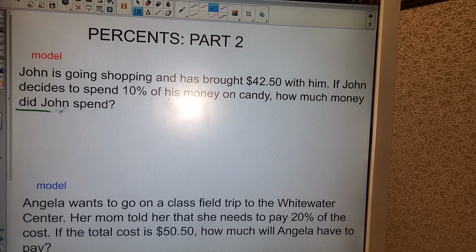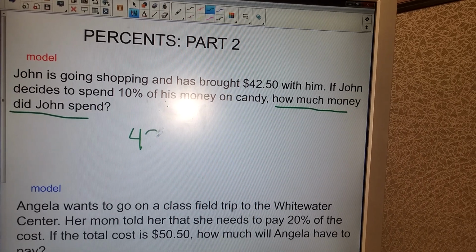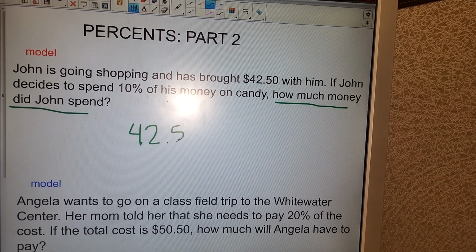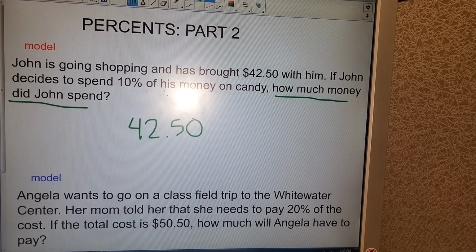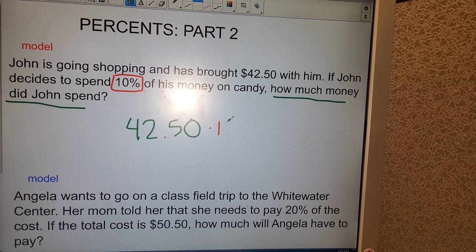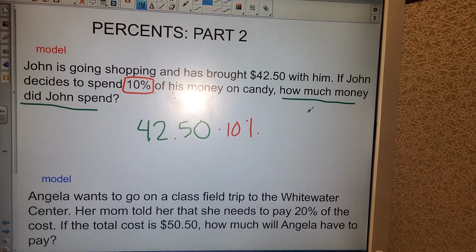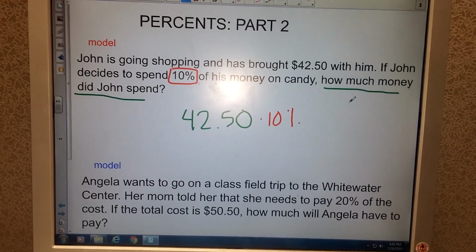So this is not asking you to find a percent. It's telling you he has this much money, and what did he do with it? He spent 10% of that money. How do I find 10% of that? I multiply it by 10%. So literally on your calculator, you will type in 42.50.